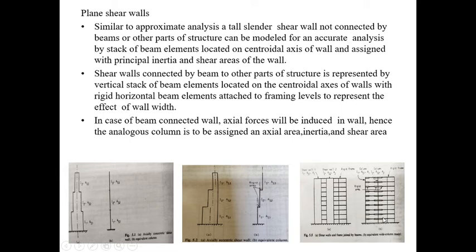Whatever column we represent by a beam element should have its axial area, inertia and the shear area. So this is similar to the approximate analysis, but only here in this case we will be representing these as the beam elements and assigning the inertias and the shear area as same as that of the structure.